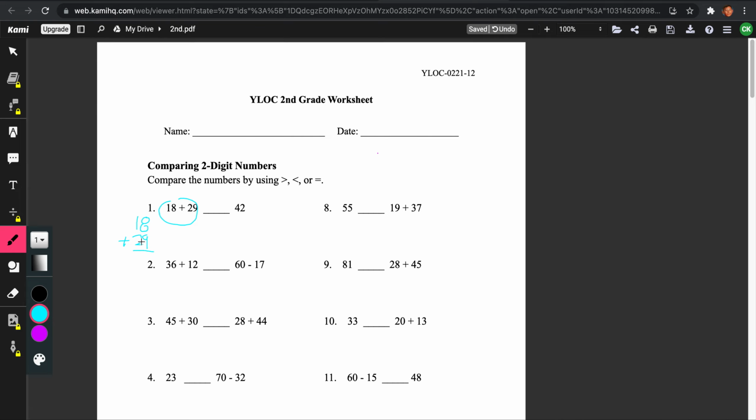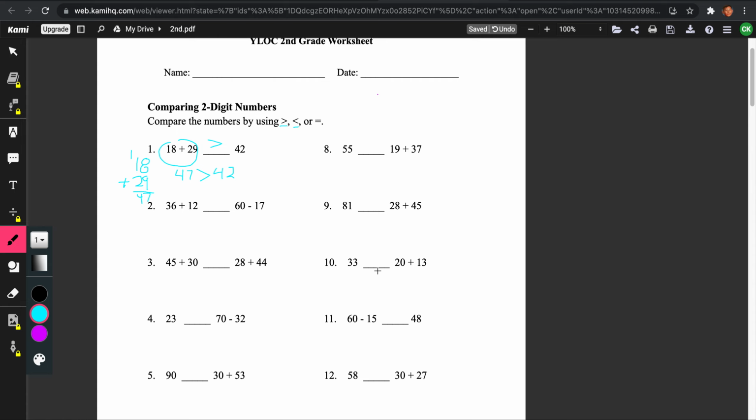Okay, so after you do that, you look at the ones place. 8 plus 9 is 17, and the ones place would be 7, and then you would do 1 plus 1, which is 2, and then 2 plus 2, which is 4. So that's 47. So now we gotta see, is 47 greater than or less than? Which greater than is this and less than is this? So is it greater than or less than? It's greater than. So what we would do is we would put that sign right there.